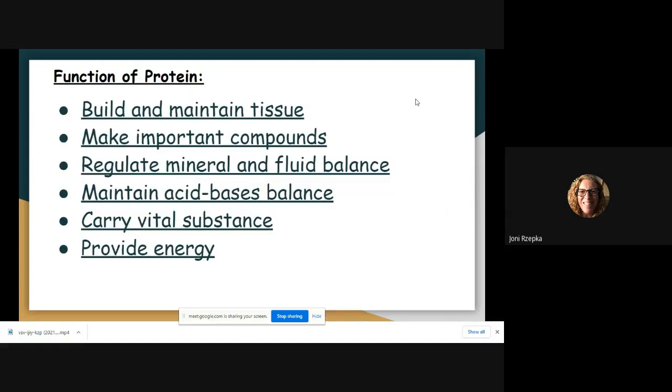Okay, and then there's 6 functions. We're going to go through the 6 functions today. One is build and maintain tissue. Number 2 is make important compounds. Number 3 is to regulate minerals and fluid balance. Number 4 is to maintain acid-base balance. Number 5 is to carry vital substances. And then number 6 says, with all the nutrients that we've covered so far, provides energy. In the next 6 slides, I'm going to break down each function and we'll write a little bit about each. So when you get those 6 functions, let me know, unless I had them on the notes. I can't remember. Nope, I did not.